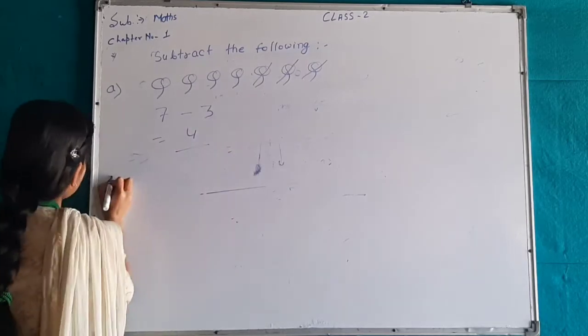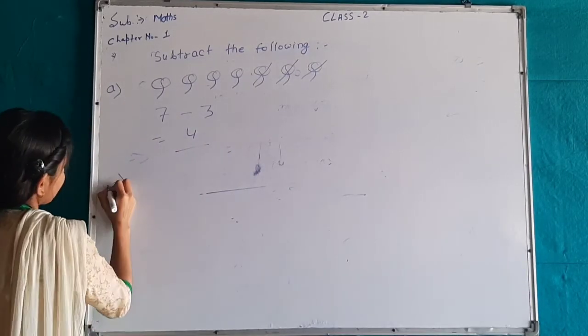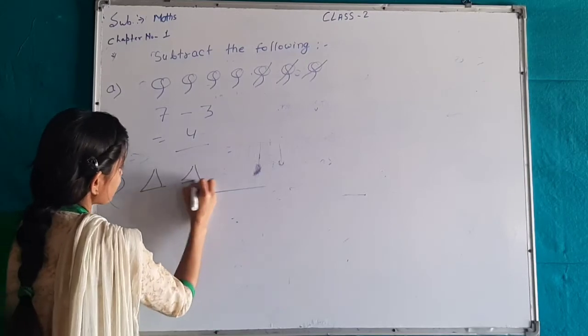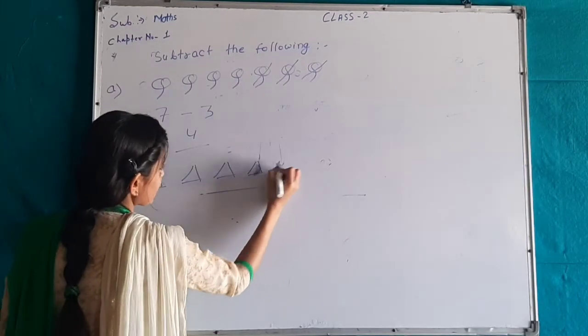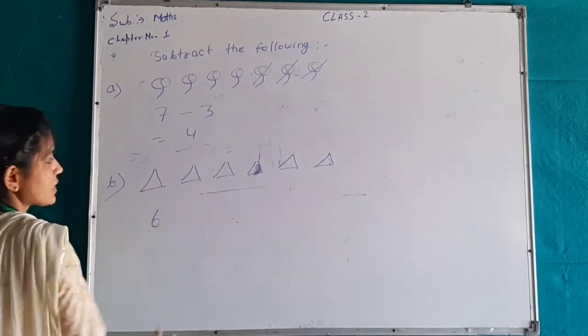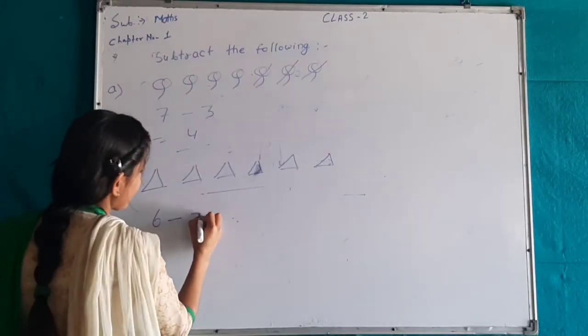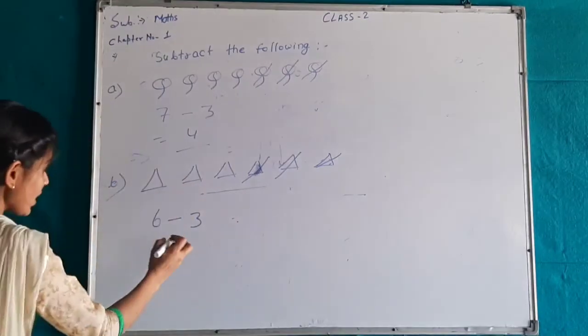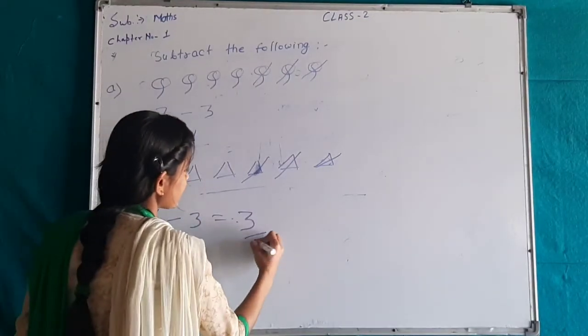In this way we can subtract other pictures. There are triangles, 1, 2, 3, 4, 5, 6. Total number of triangles equal to 6. And we have to subtract 3. 1, 2, 3. Then we have 3 triangles. 3 is our answer.